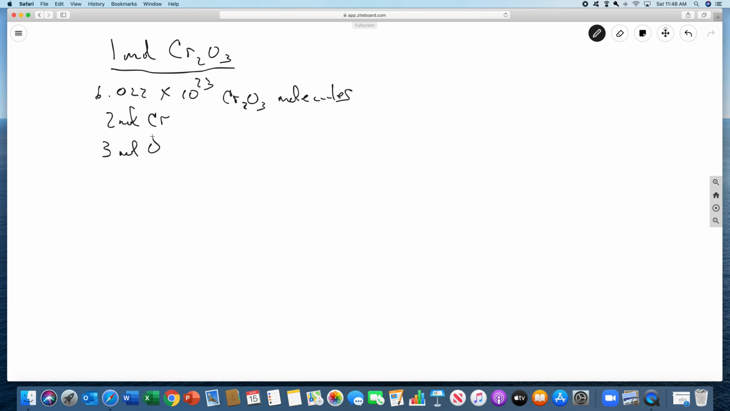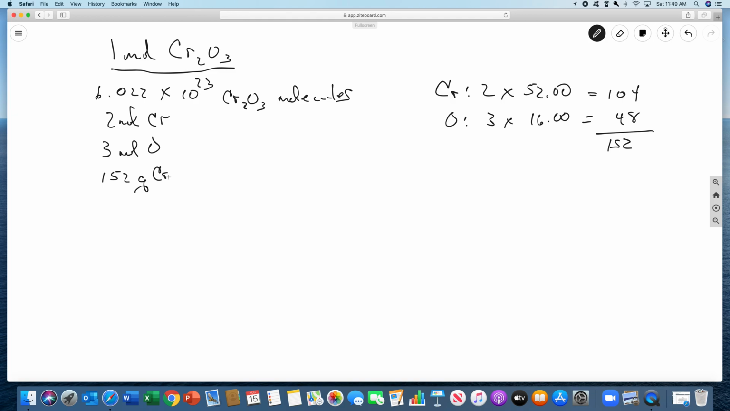And to calculate the molar mass, a quick review, I have chromium, and there's 2 of them. Chromium is 51, we'll just say 52.00 from the periodic table. Oxygen, I have 3 of them, 16.00. So this is 104. This is 48. So this would be 152. So there's 152 grams of Cr2O3. And so I can use any of these.